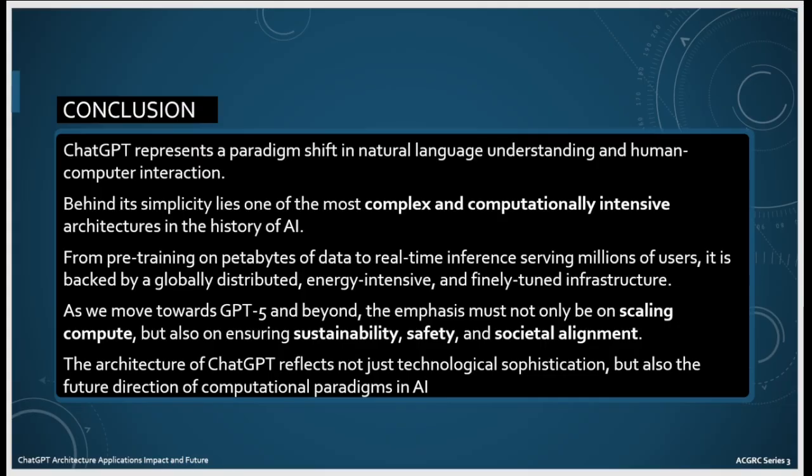As we move towards GPT-5 and beyond, the emphasis must not only be on scaling compute but also on ensuring sustainability, safety, and societal alignment. The architecture of ChatGPT reflects not just technological sophistication but also the future direction of computational paradigms in AI.